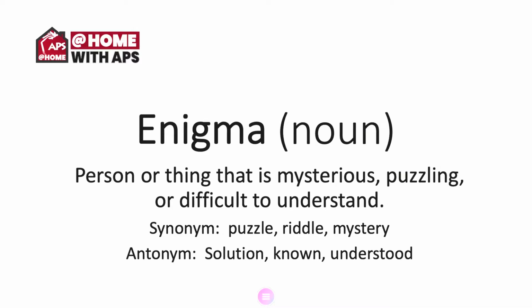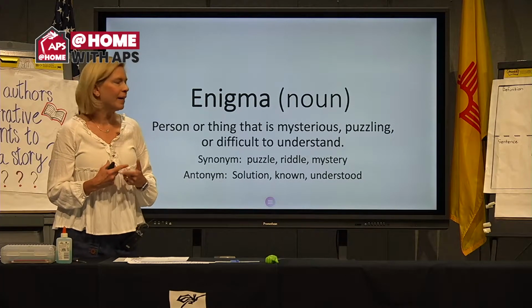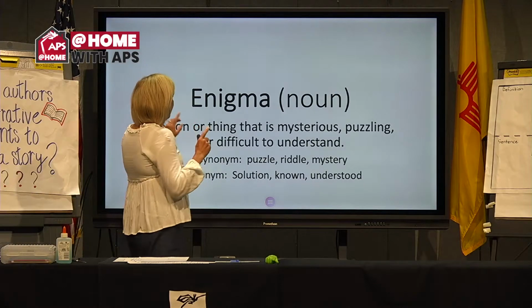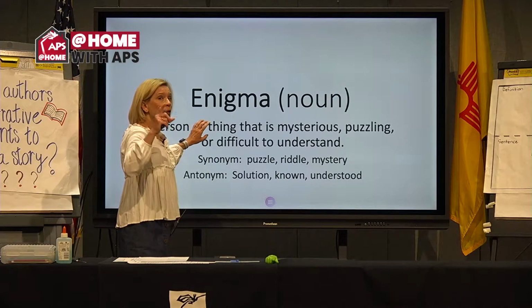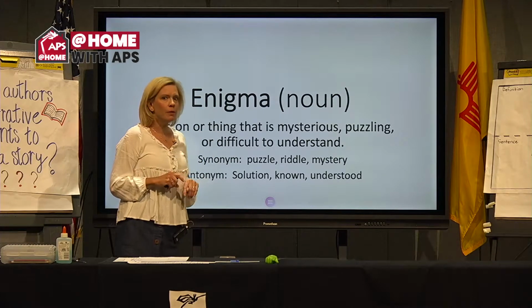Say that with me. Enigma. Say it high. Enigma. How about say it mysteriously? Enigma. Say that again mysteriously, because that's the best one. Enigma. So an enigma is a noun. That means it's a person, a place, a thing, or an idea. Let's go with idea on this one, right? It's an idea. Or it could be a person, or it could be a thing, I guess, that is mysterious, puzzling, or difficult to understand.